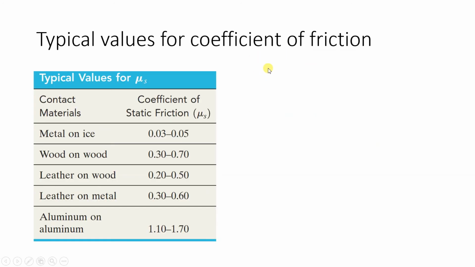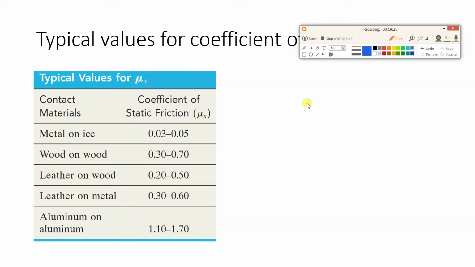Now we will see some typical values for coefficient of friction. Friction occurs between two surfaces. Suppose this is one surface and this is the second surface. So the mu value will be given for these two surfaces. That is why, if you see this table, the typical value for mu s, the coefficient of static friction, is given for two different materials, or it can be the same material also: metal on ice, wood on wood, leather on wood, leather on metal, and aluminium on aluminium.